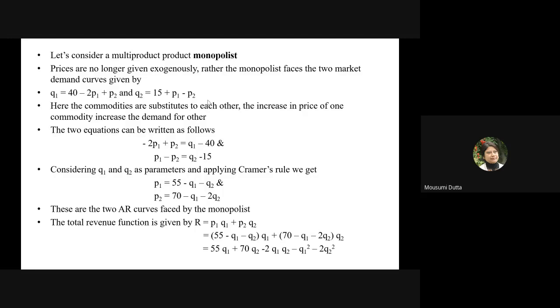Okay. So the monopolist is producing two commodities. These commodities are substitutes for each other. The increase in the price of one commodity increases the demand for the other. If the commodities are substitutes, what will be the rule? What will be the principle? So we are considering the commodities are substitutes for each other, say tea and coffee, this kind of commodity. So the monopolist is producing these two commodities.